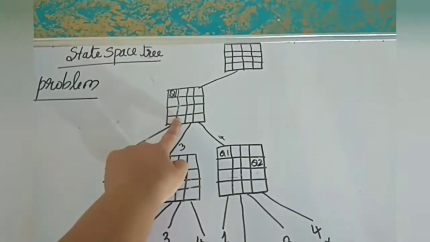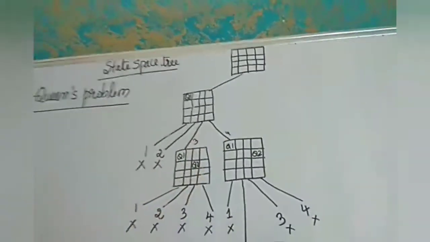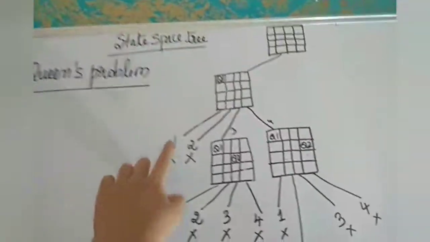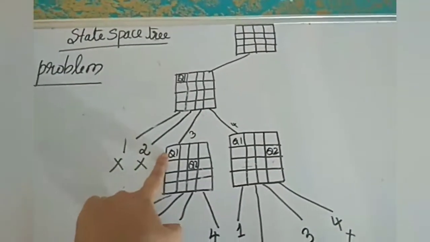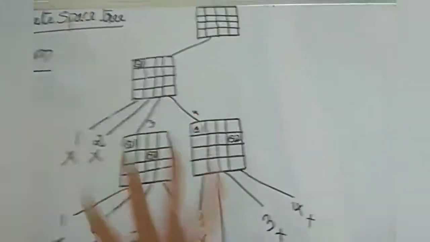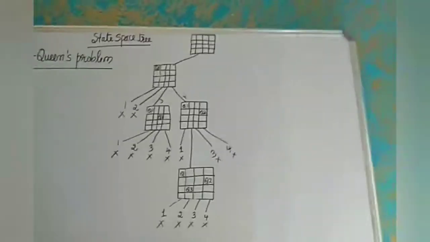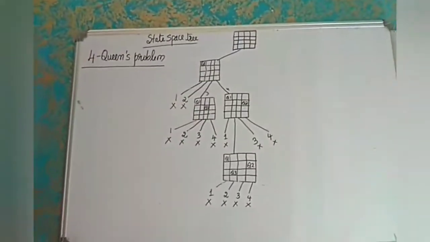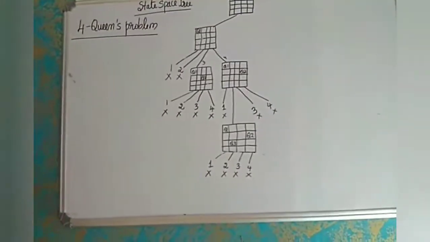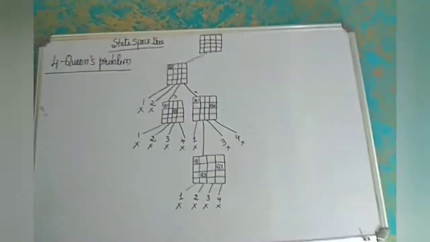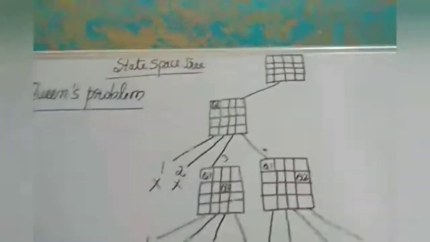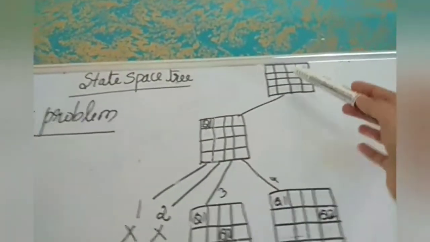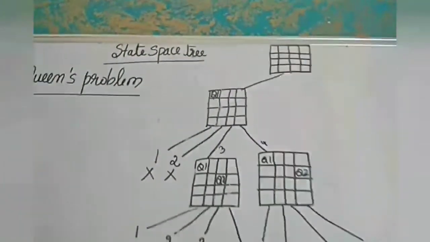So again here, is there any option left? No, all the options we have considered. We have considered placing the Q in the first column, second column, third column, fourth column. None of the columns gave us the solution. So what we have to do? Again we have to backtrack. So backtrack means you have to go back to the root node. So from here you have to go back to the root node. This is the root node.